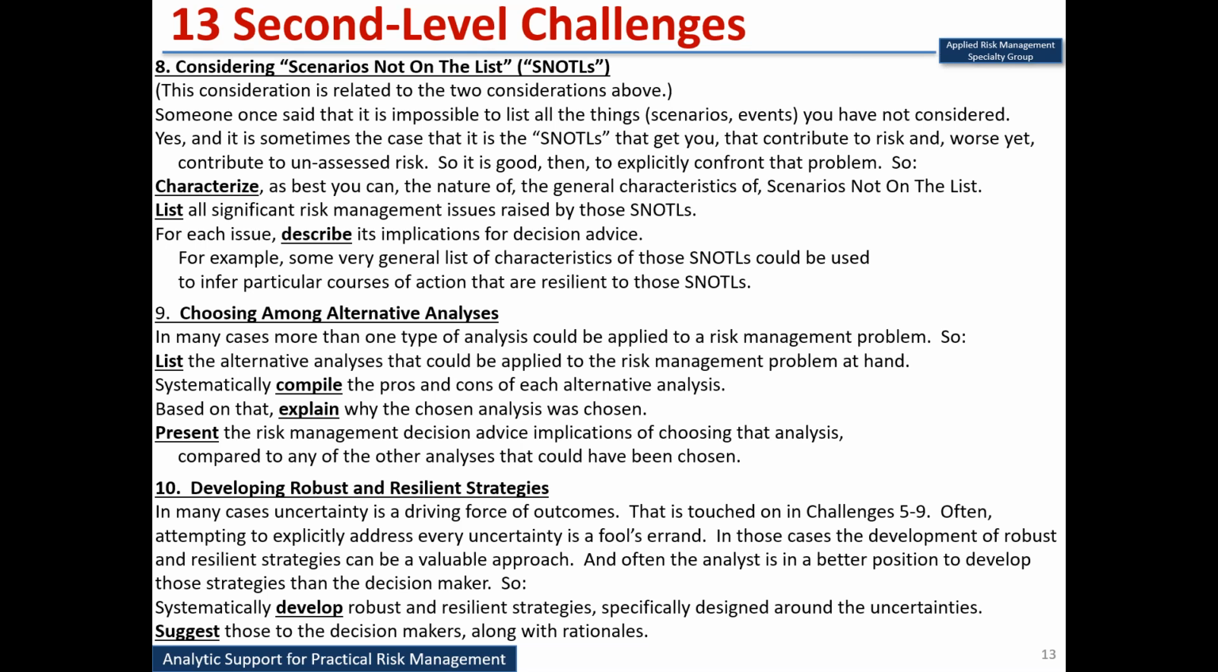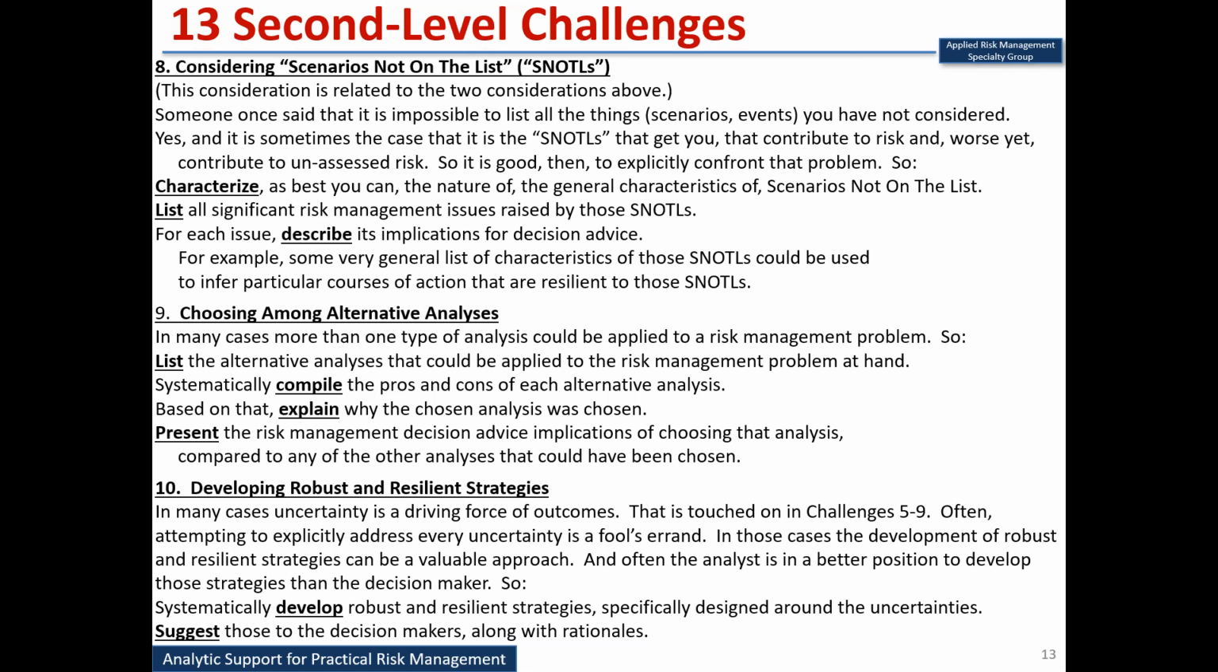Number 9, and this so rarely happens. I think many people on this webinar realize it so rarely happens. We have this analysis, it's the one we do in our particular department of this particular university, and that's what we do. Well, sometimes there are alternative analyses that could be applied. You want to compile the pros and cons of those and explain why the chosen analysis was chosen, and present the implications. Well, you think, John, that's unrealistic. I'm not talking about doing a detailed and extensive analysis of alternative analyses. What I'm talking about is we live in a world where most people on this call know there's always another way to crank the numbers.